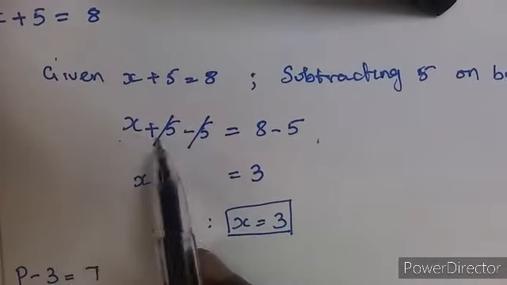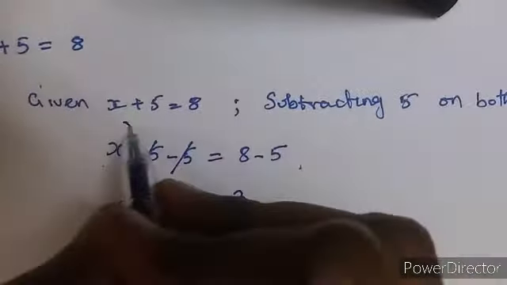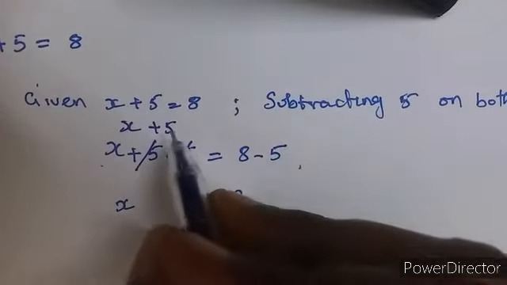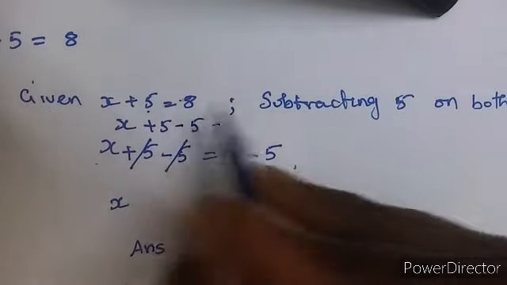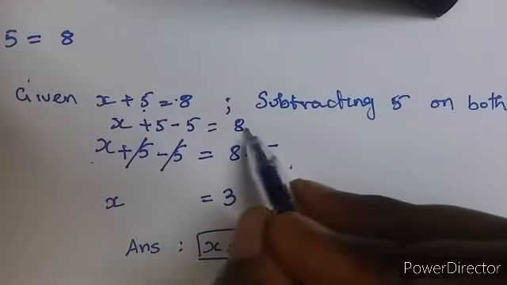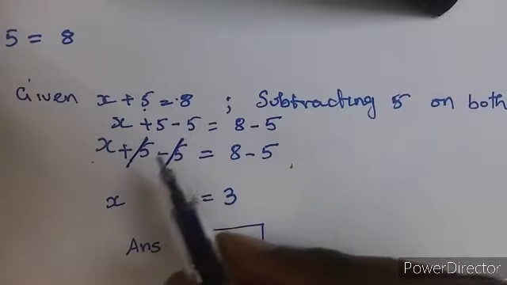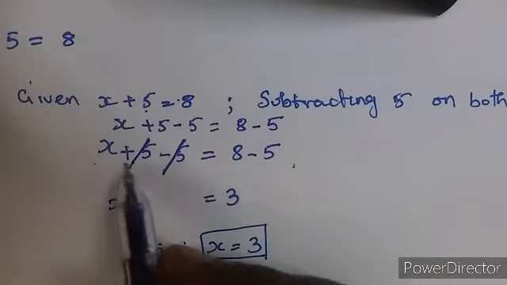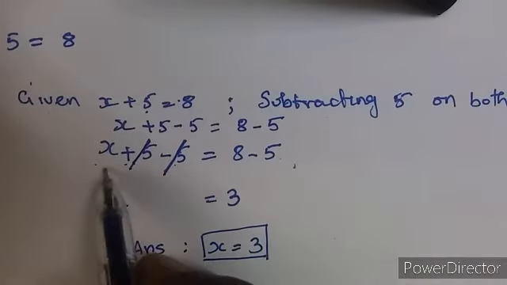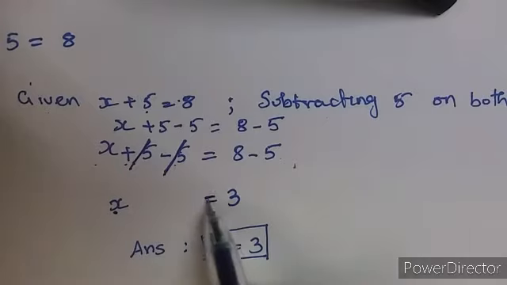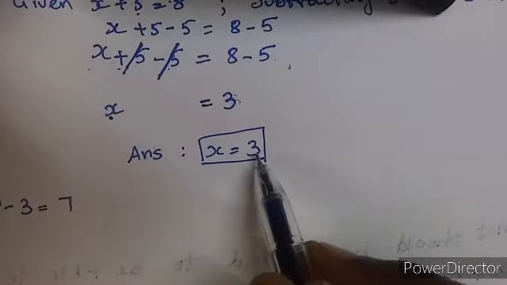So, now here x plus 5 minus 5 equal to 8 minus 5. That is x, here plus 5. I told you both the sides to write the minus 5, and here the RHS 8 minus 5. So now plus 5 minus 5, with the same number, different sign, we can cancel. So the remaining is x, the variable, equal to 8 minus 5 equal to 3. So your answer is x equal to 3.